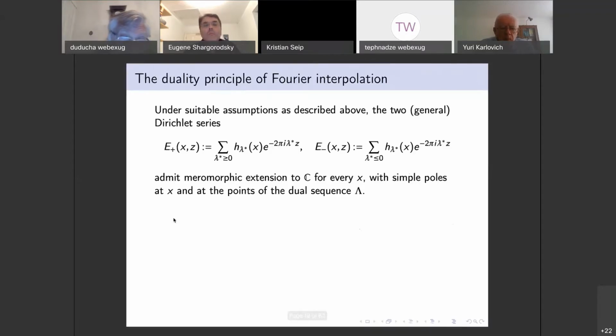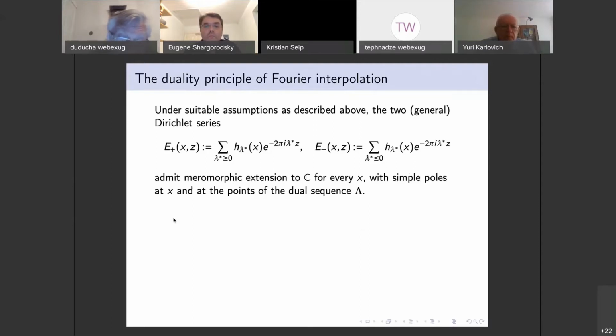So now I will explain what we found as a kind of general duality principle that is behind Fourier interpolation formulas. So when we are in the situation that I just described to you, we have these pairs of sequences along with the pairs of associated functions. Then we start from one side now, and we write down these two general Dirichlet series. So I split the sequence lambda star, that's the sequence on the Fourier side.